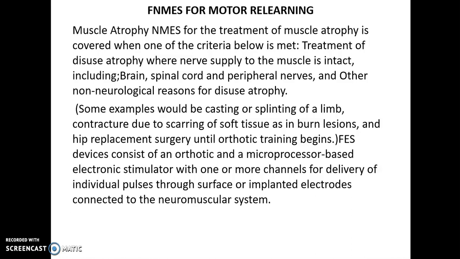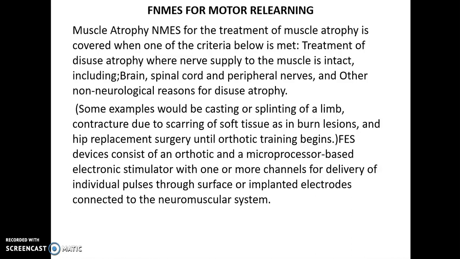Muscle atrophy. For muscle atrophy, neuromuscular stimulation treatment is covered when one of the criteria below is met. So what are the criteria? Treatment of diffuse atrophy, mainly treatment for diffuse atrophy where nerve supply to the muscle is intact, include. So that means there is no peripheral nerve injury, but there is atrophy due to problems such as pathology of brain, spinal cord, and in some cases peripheral nerves, and other non-neurological reasons for diffuse atrophy.